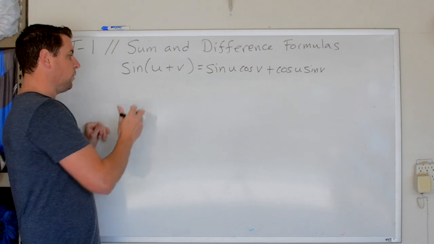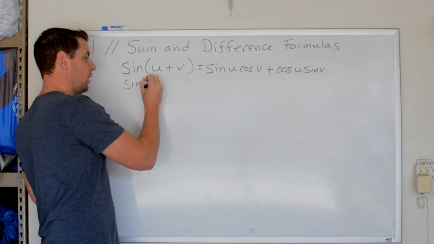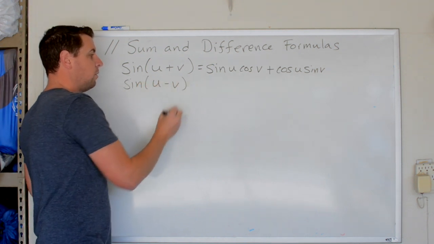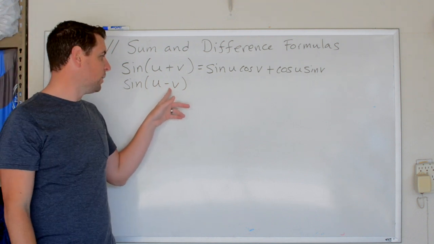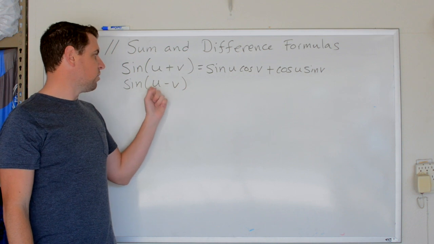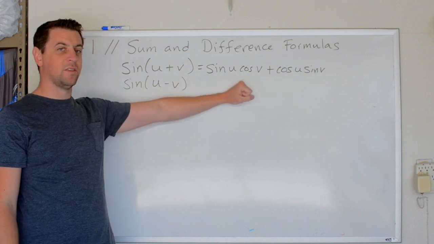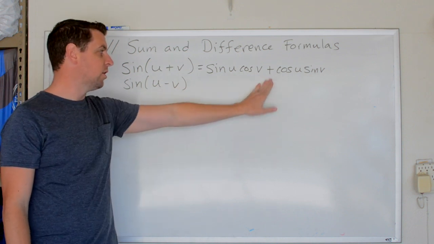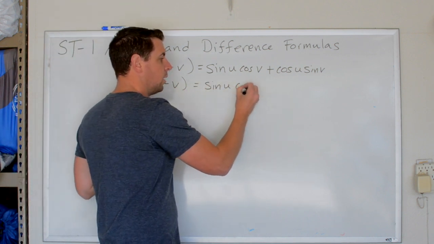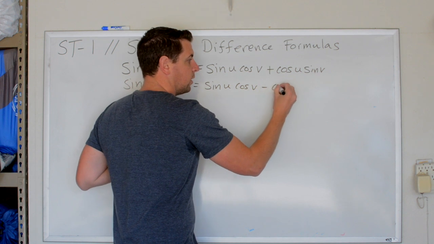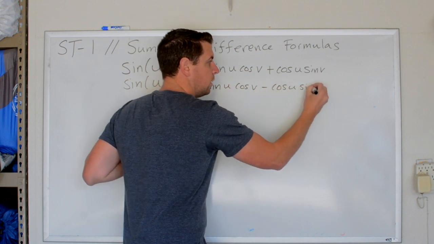I know it looks complicated, but we'll get more familiar as you use it more often. We have a difference formula for sine, which is sine of u minus v. We call this a difference formula because these 2 angles are being subtracted. The formula looks exactly the same, except that instead of a plus here, it's going to be a minus here. And so this turns into sine of u cosine of v minus cosine of u sine of v.